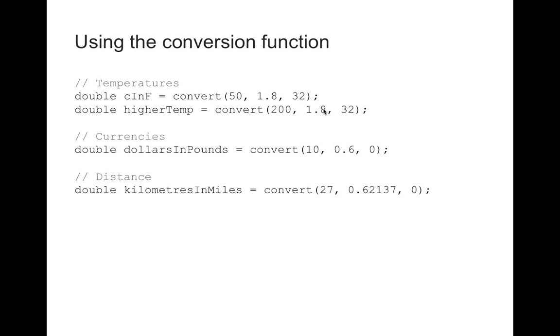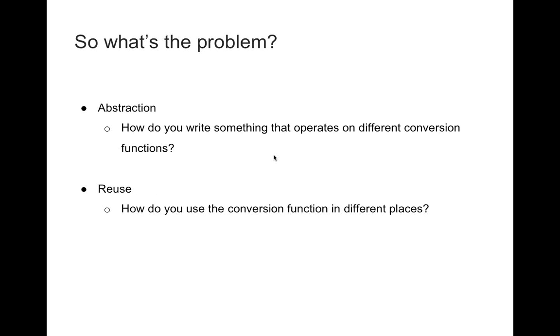So what we could do is define three separate methods called convert to Fahrenheit, convert to pounds, and convert to miles. But if we do that, then all those methods have exactly the same implementation. Ideally, we'd like to reuse the logic of the conversion. So these are the problems. One is that we'd like to have better reuse of code, and also we may want to be able to abstract over the different conversions. What if we'd like to pass a different type of conversion to another method? So how can we do this?